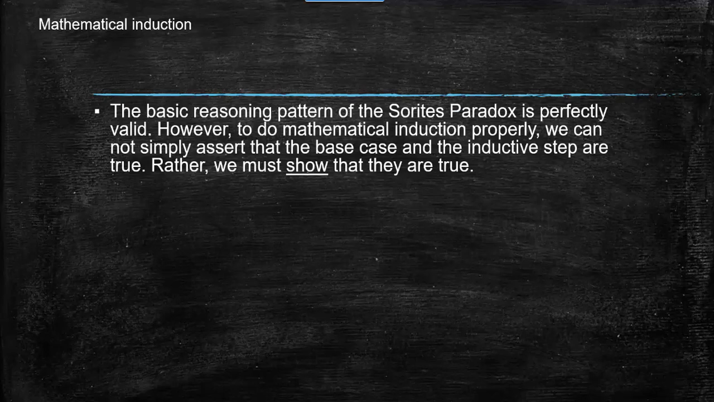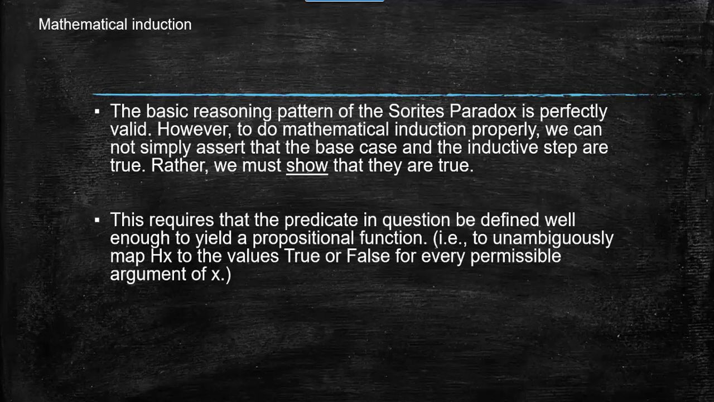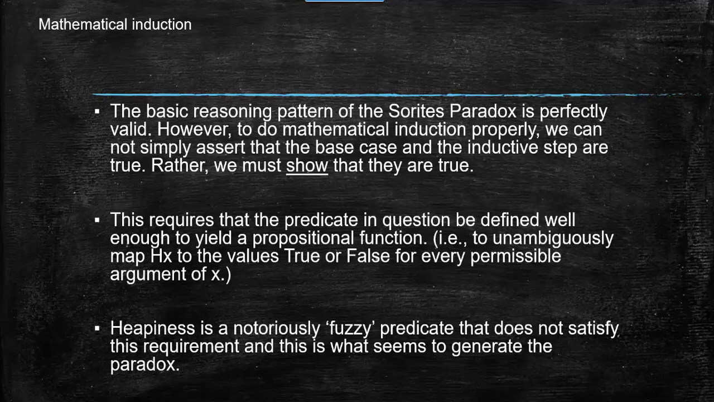The basic reasoning pattern of the Sorites paradox is perfectly valid. However, to do mathematical induction properly, we cannot simply assert that the base case and the inductive step are true. Rather, we must prove that they are true. This requires that the predicate in question be defined well enough to yield what we call a propositional function. That is, to unambiguously map something like H(x), x is heapy, to the values true or false for every permissible argument of x.